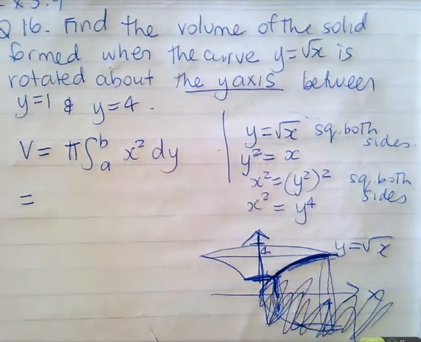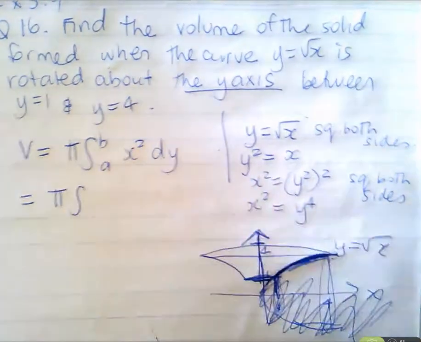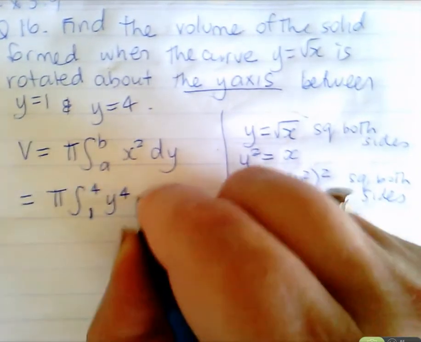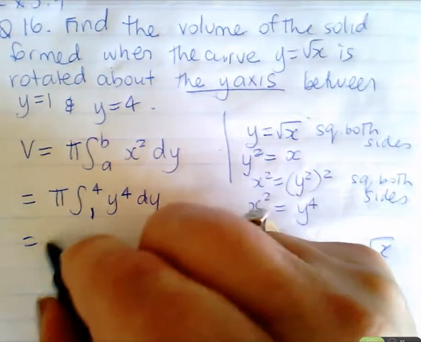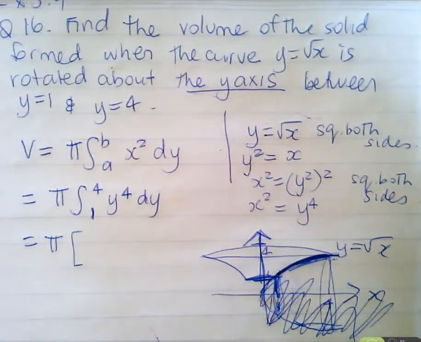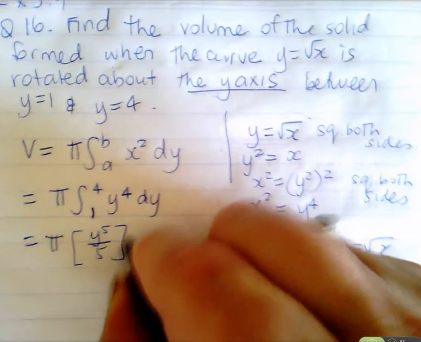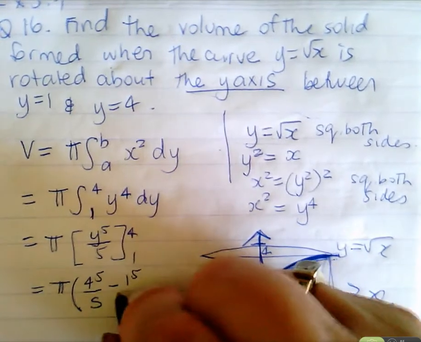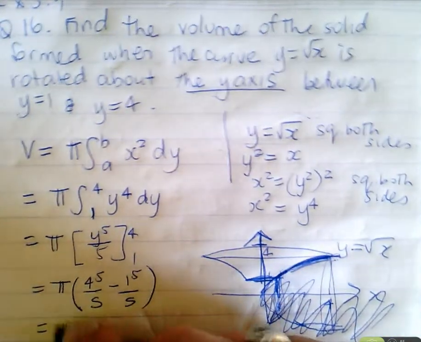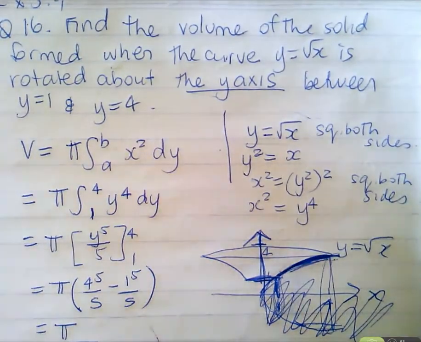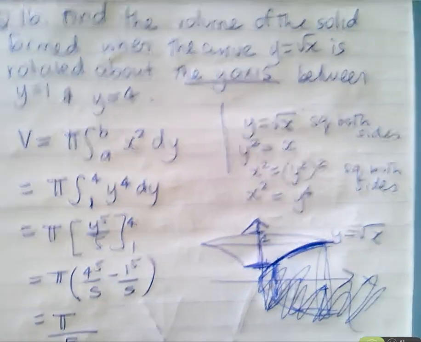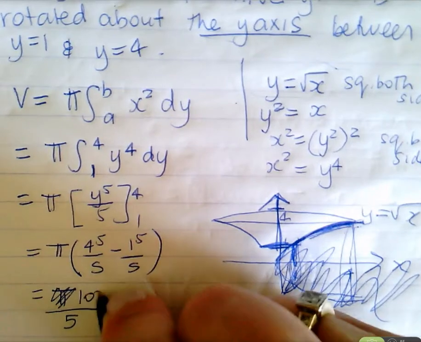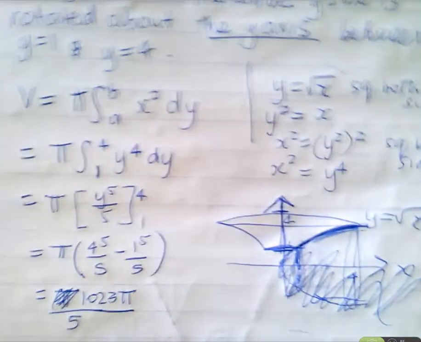As long as you're following the formula, you're fine. Okay, so it's pi between the values of 4 and 1, x squared is y to the 4 dy, which is pi y to the 5 on 5. Has anyone got the textbook open? What's 4 to the 5 minus 1? What did we get? 1023 pi over 5. And then if you want, you can give some approximation.